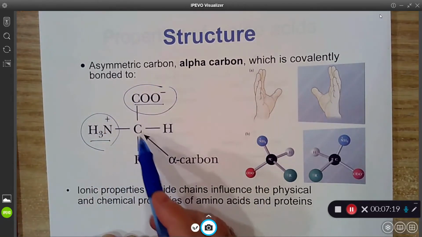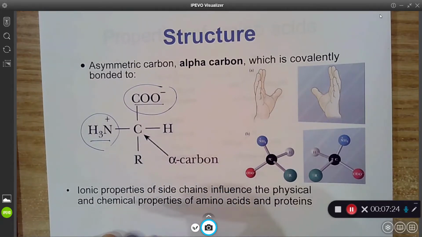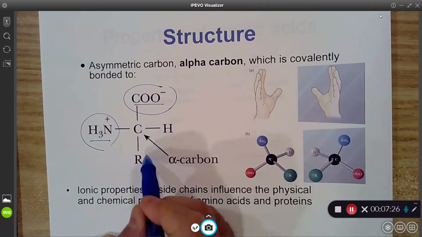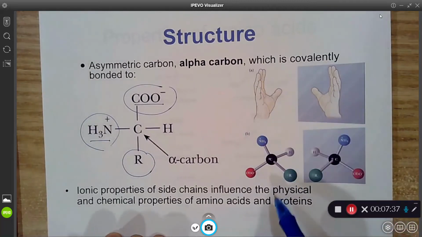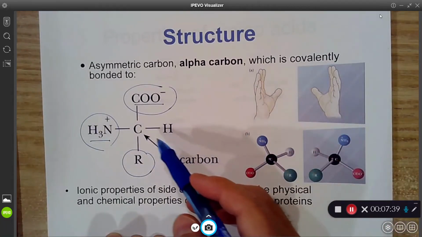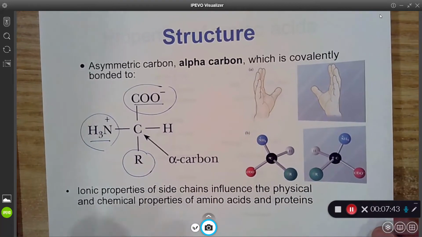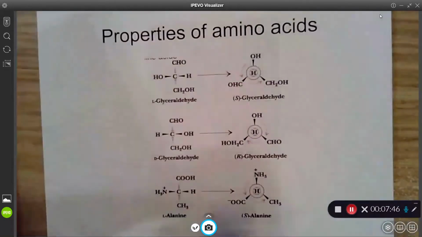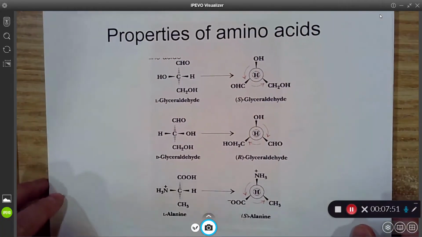It's an asymmetric carbon. As you can see, this carbon has 4 different substituents, and the ionic properties of the side chain, which is the R group, influence the physical and chemical properties of the amino acids and therefore the protein once it's embedded within it. Here on the right, I'm showing you that because these are chiral molecules, they can exist as 2 different stereoisomers. So let's take a closer look at that. Some of the properties of amino acids.